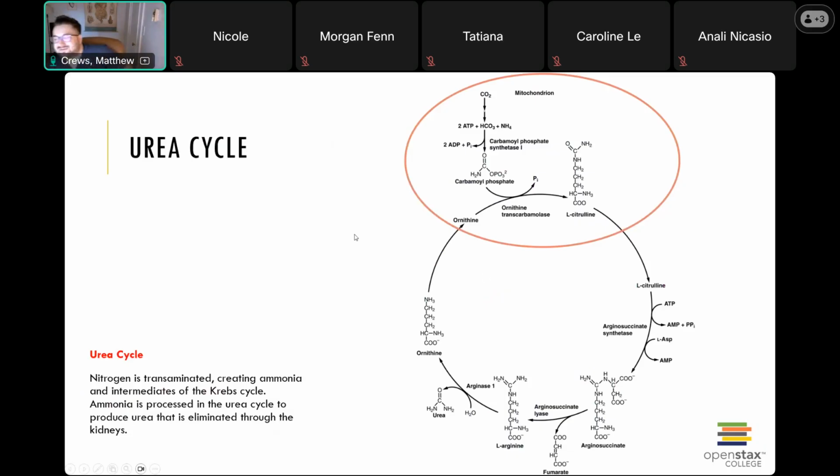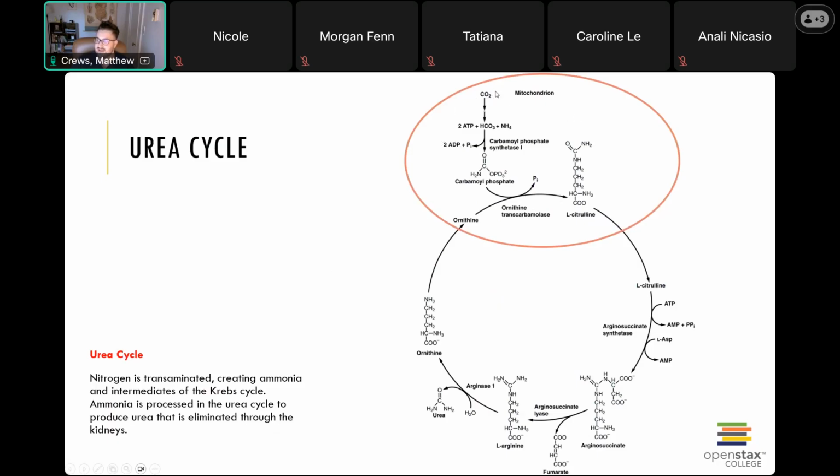All right, urea cycle. Urea is a byproduct, okay? So ammonia is a byproduct of the urea cycle to produce urea that's eliminated through the kidneys, okay? So the reason we have ammonia and urea is because of the byproducts of the citric acid cycle, okay?